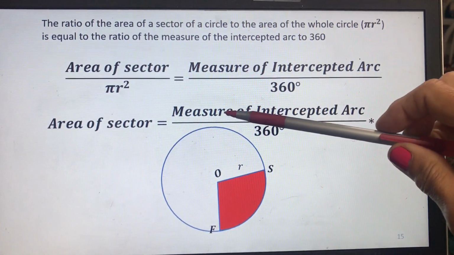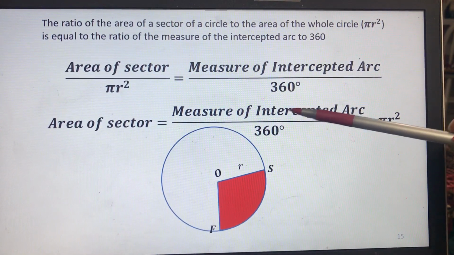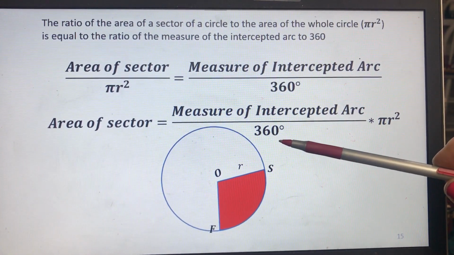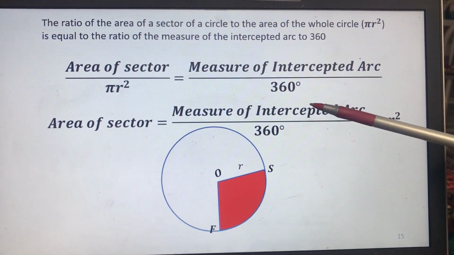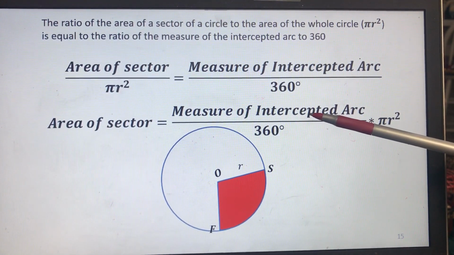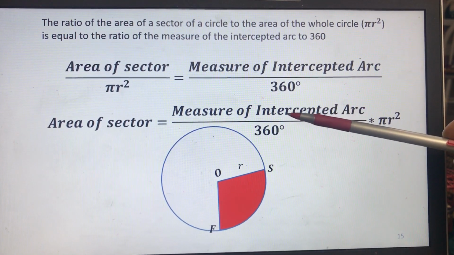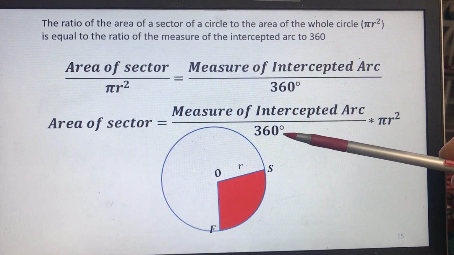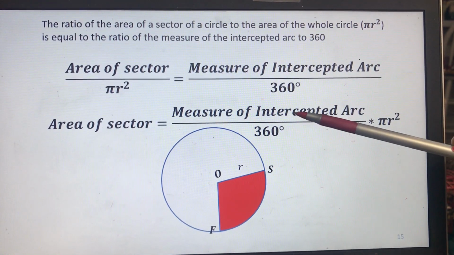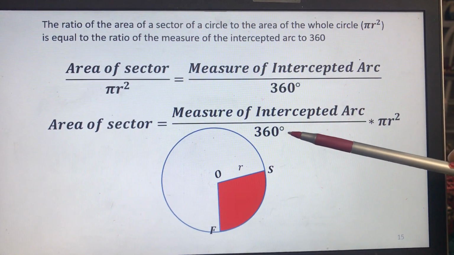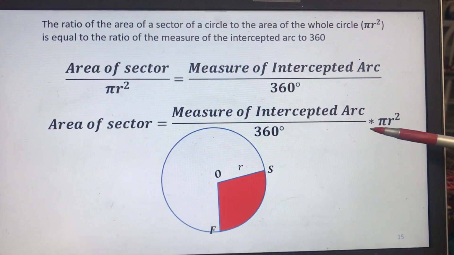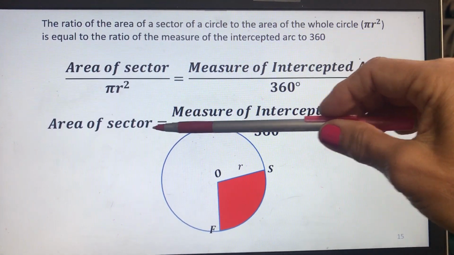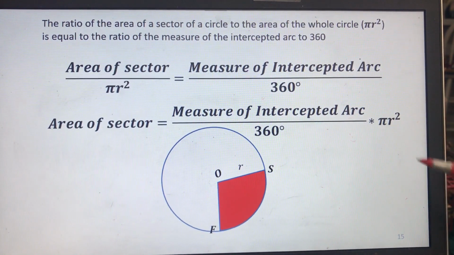Notice here that we will continue working with the measure of the intercepted arc expressed in degrees, because if we're going to divide by degrees in the denominator, in our numerator we also have to have a measurement of the circle or a part of a circle also represented in degrees. So the measure of the intercepted arc in degrees divided by 360 times pi times r squared, that's going to represent the area of the what? The area of the sector, which is this red shaded area.